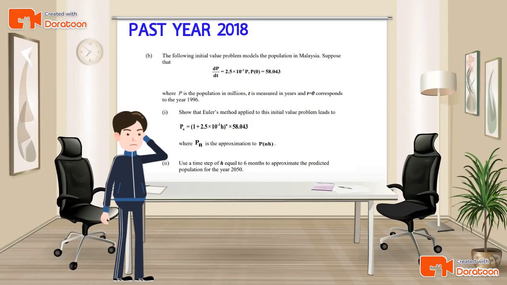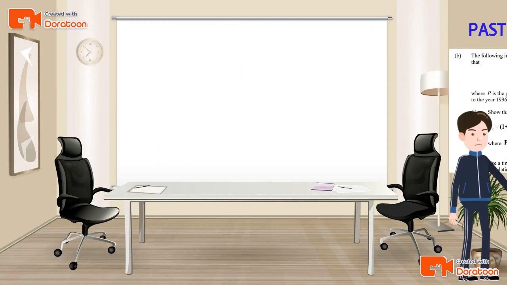Next, we will go for the real-life problem that can be solved using Euler method. This question is also from past year 2018. For the first question, we need to prove that the Euler method applied to the initial value problem can lead to P_n equal to (1 + 2.5 times 10 to the power of negative 3 h) to the power of n times 58.043, where P_n is the approximation to P and h.